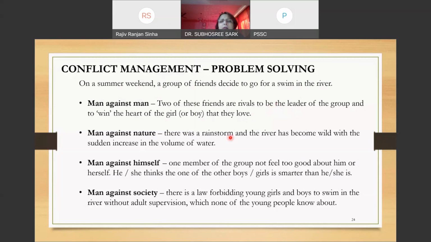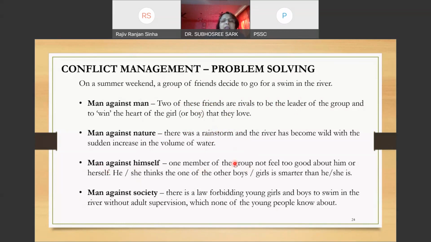Okay, man against nature, problem solving. So this is one situation, man against nature, problem solving. Suddenly there is a flood. Okay, and every year it gets inundated, or there has been a cloud burst and the areas got flooded. Then you need the problem solving skills that you will have to teach the students.